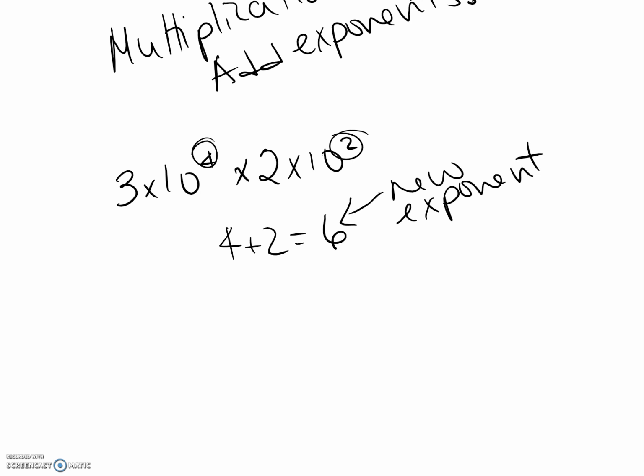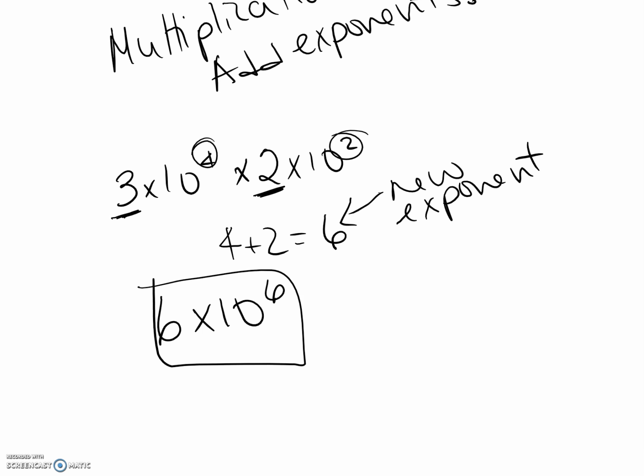And now we're going to multiply our regular numbers, so that would be like our 3 and our 2, like we normally would. So 3 times 2 is 6. We still have times 10, that doesn't change. However, now that we've added our exponents, it'll now be to the 6th. So there's our new number.